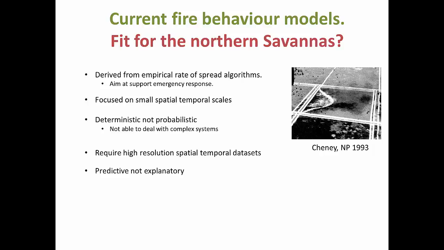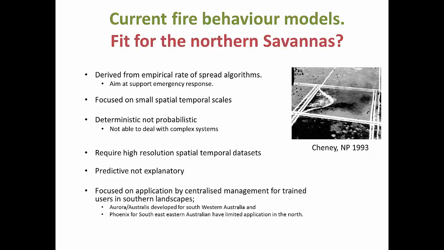So most of these are focused on applications being used by a centralised agency in southern Australia for people with training in how to use these models. The main ones are Aurora, otherwise known as Australis, developed for southwestern Australia, and the other one, Phoenix, developed for southeastern Australia. But both of these have limited or almost no application in Northern Australia. And I would argue that actually they're not that appropriate for the applications that we need in Northern Australia.